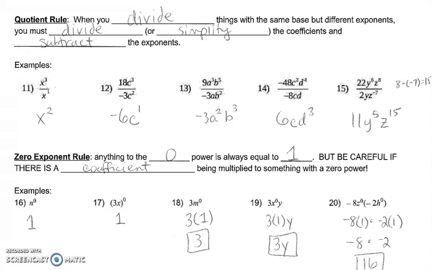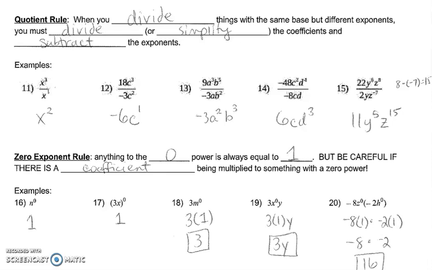Whereas when you get to number 18, I want you to notice that the 3 is not being taken to that power of 0. It's not in parentheses like 17. So it's a 3 times 1, so it's a 3. Okay, so do you see that difference with the parentheses and not the parentheses? So again, number 19, the x to the 0 power becomes 1, but nothing else does. And so that's 3 times 1 times y, so 3y. Number 20, negative 8 times 1. And then you have a negative 2 times 1. So you have a negative 8 times a negative 2, which gets you to that positive 16.